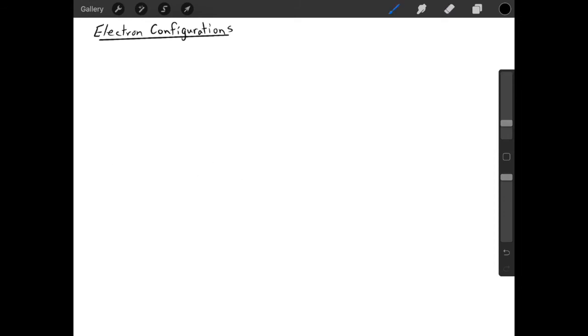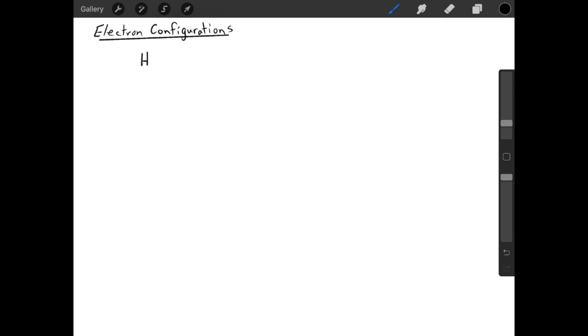So we'll do a couple of examples of electron configurations. Electron configurations are simply the arrangement of electrons within the orbitals. And there are a couple of different ways to represent these. One is by drawing box-style energy level diagrams, and the other is by writing out orbital designations. So we'll do a few examples, and I'll show you both representations for each example.